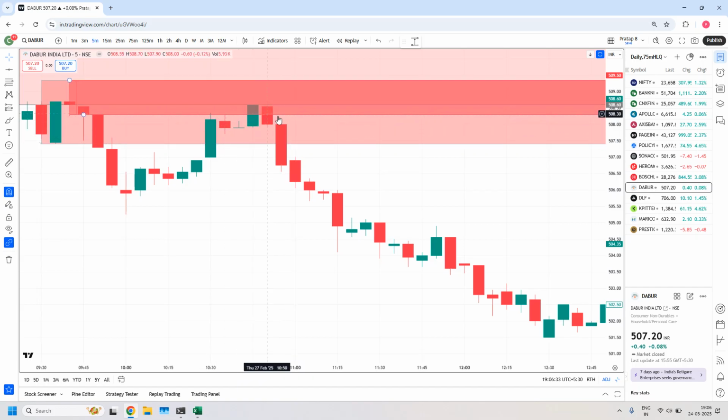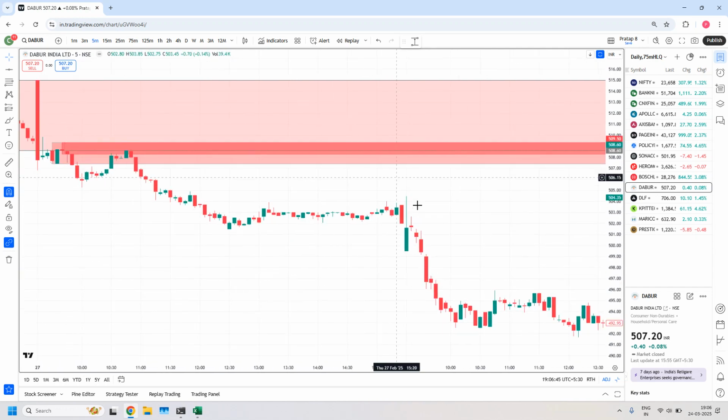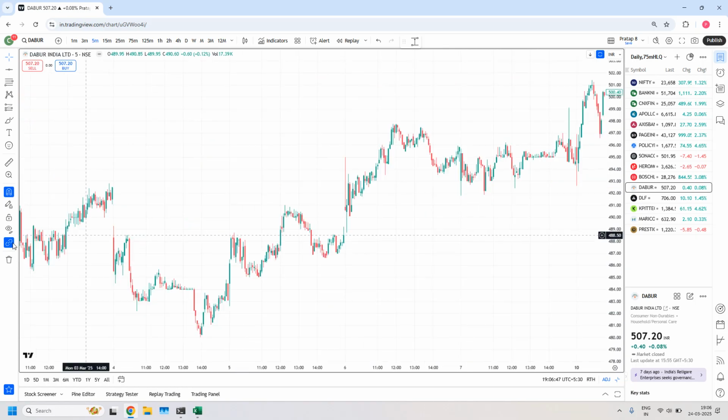Or rally, 4 base candles and drop. Either way, it doesn't make much difference. And if that is the case, in this area, new order flow will be added. So that way you can plan a trade here.